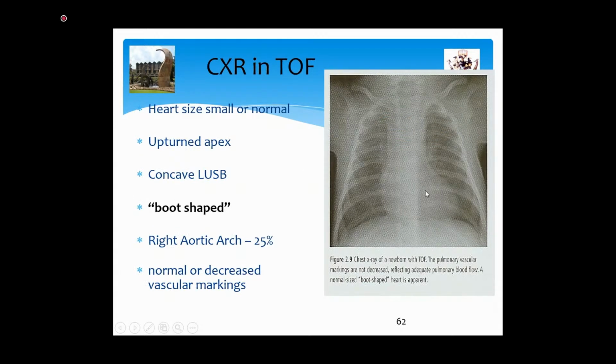Chest X-ray, when you say boot shaped, this is where the leg gets in and the foot lies like that. So it's because the pulmonary side becomes flat and becomes like a boot. The heart looks like a boot and the right atrial edge gets enlarged. The apex is upturned, not as low as it normally is. The concave left upper sternal border, where the left pulmonary artery is supposed to be, also gives you a boot shape. Vascular markings might be reduced in the lung fields. Sometimes you have a right aortic arch.